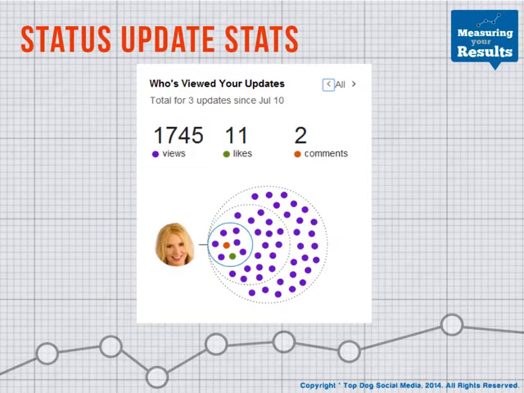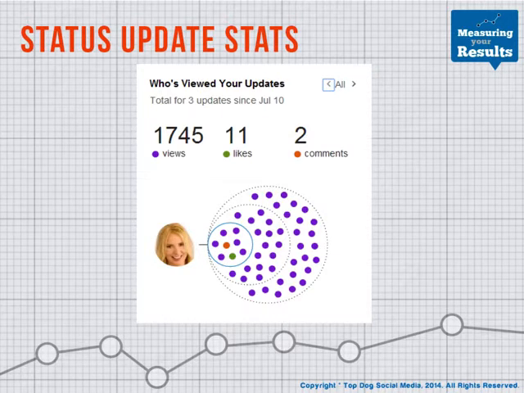You also want to be paying attention to your status update stats. You can view your status update stats on the home page on the right side, a little bit down the page, and you'll see a box that looks like this. It'll show you the reach of your status updates in your network. The first ring includes your first degree connections. The second ring in the middle includes your second degree, and of course the one on the outside includes your third degree connections.